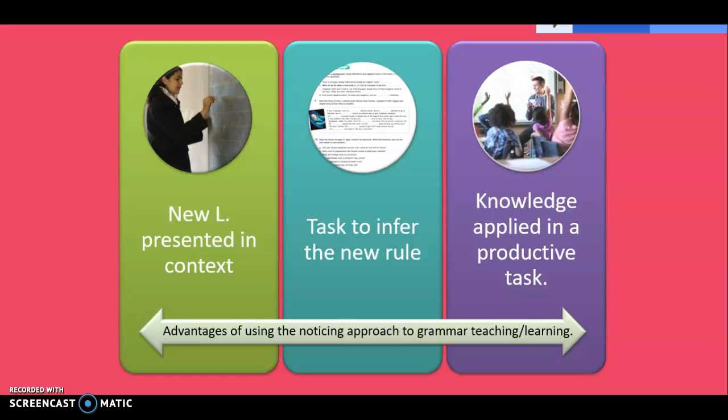Hello everybody, this is a short video about advantages of using the noticing approach to grammar teaching and learning.